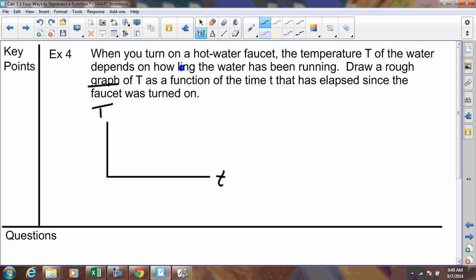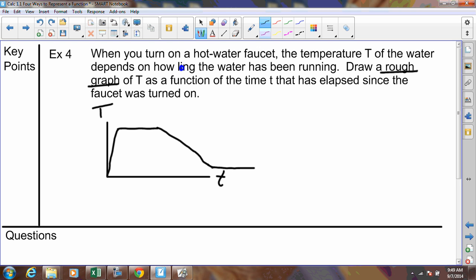When we're drawing a rough graph, all that we need to do is keep in mind what's actually happening. Well, when you turn on your hot water faucet, typically it's going to take a little bit of time to get to a very hot temperature, but not very long. And then you have a period where you get to maintain your hot water. But after a while, you run out of hot water, so it's going to start getting a little bit colder. But it doesn't get cold really fast, or at least it shouldn't. It's going to get down to a point where the temperature kind of bottoms out, and then it just runs.